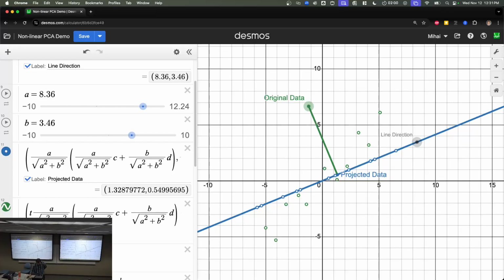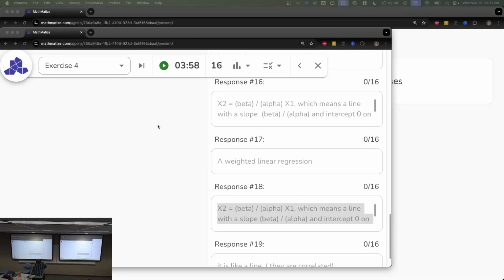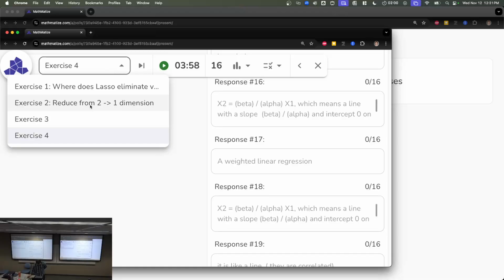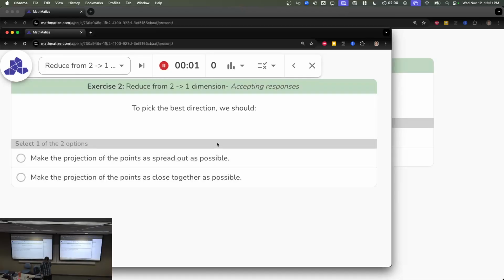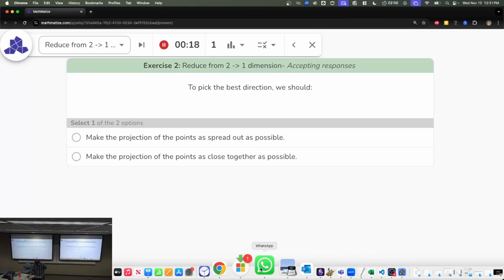And I have a mathematized question for you, sort of to think about at a high level here. What are we trying to do? The question says, when you're reducing from 2 dimensions to 1 dimension, to pick the best direction, we should either make the projection of the points as spread out as possible, or make the projection of the points as close together as possible. Which one do we want to do? What makes more sense intuitively?